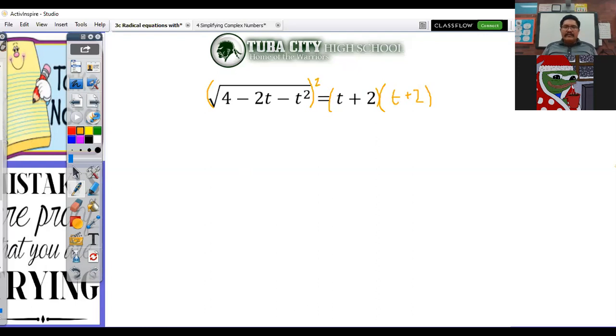So now that we have 2 of those groups, I'm going to write them out so that way it makes it easier for me to FOIL them in the next step. It just cuts out a little bit of writing.